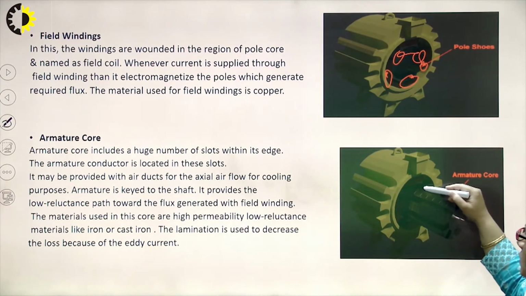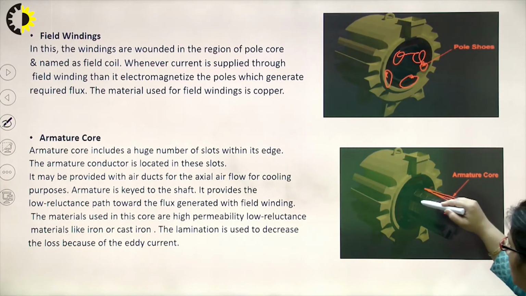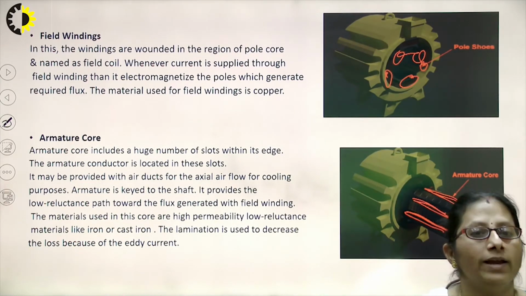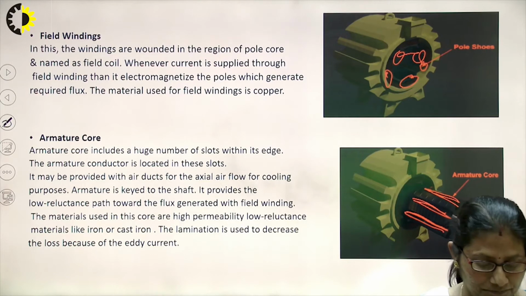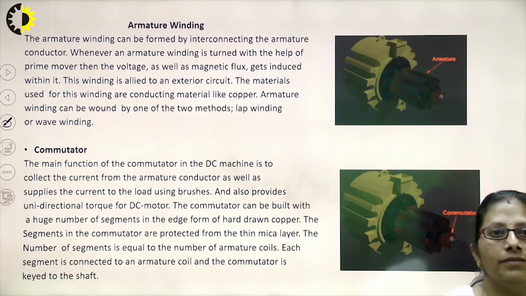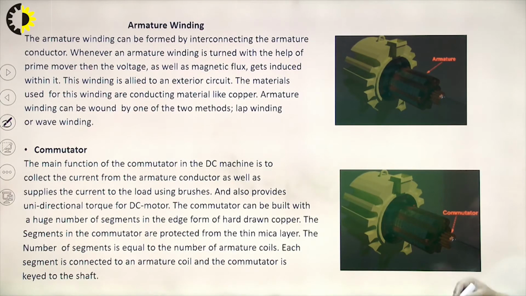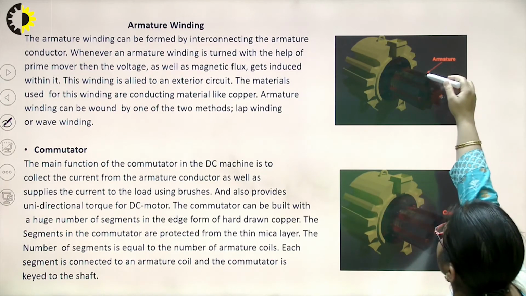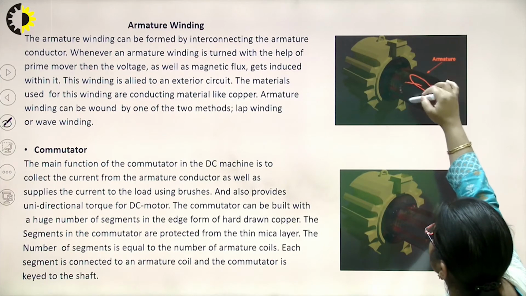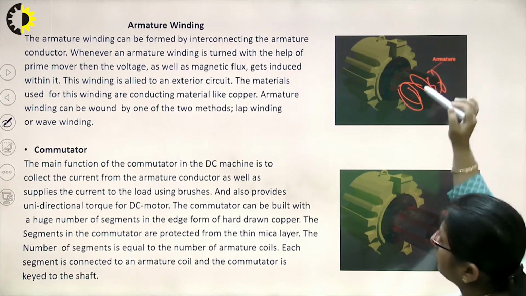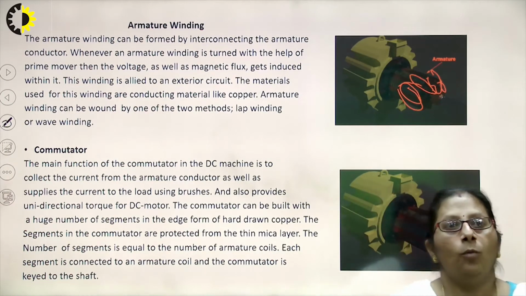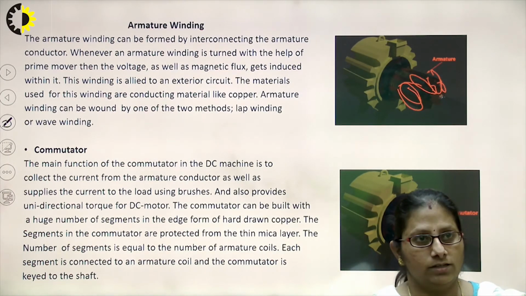It has these slots. These are the slots which can be seen over here. And in these slots, we'll have the conductors, that is, the armature windings being wound. So it can be seen here, now I have the armature, and the windings are being wound in this. The armature winding can be formed by interconnecting the armature conductors.